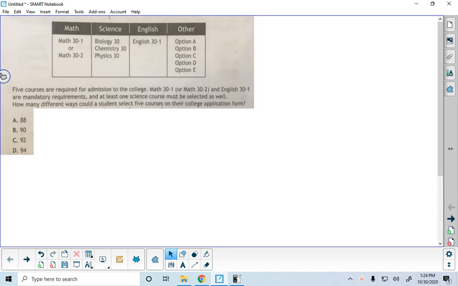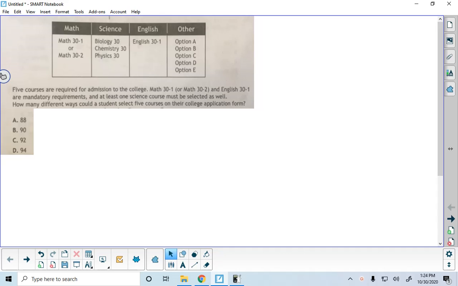Let's take a look at these questions one at a time. So the first one has a number of different categories of courses that you need to choose courses from in order to make an application for admission to college. And you need one math course, you need English 30-1, and then it just says that you need at least one science class. So let's start off by finding out how many different ways you could pick the courses if you only had one science class to choose.